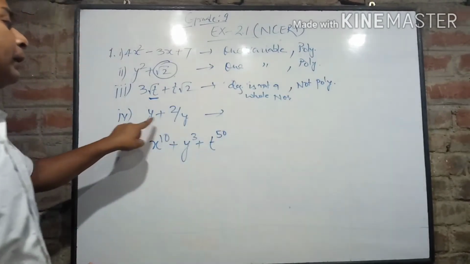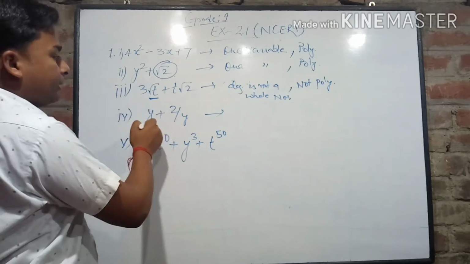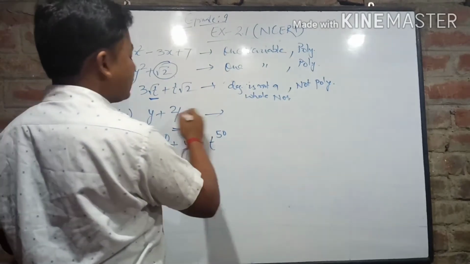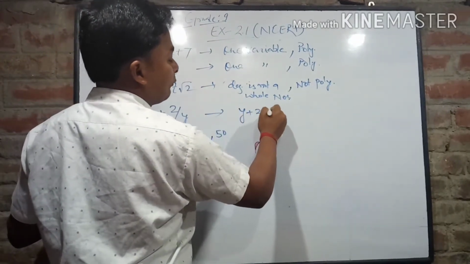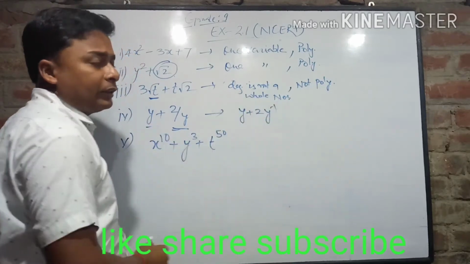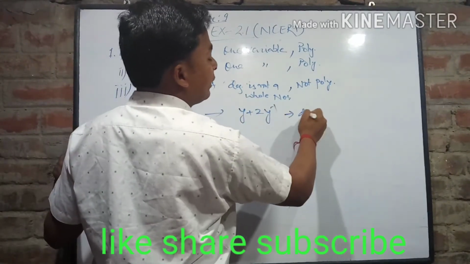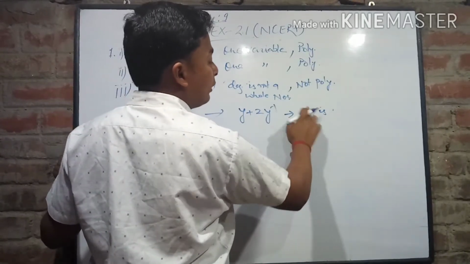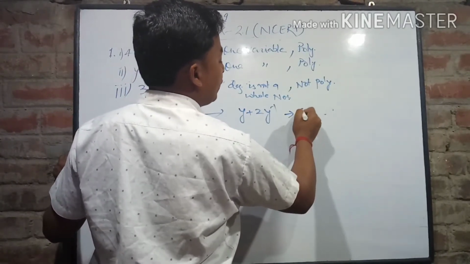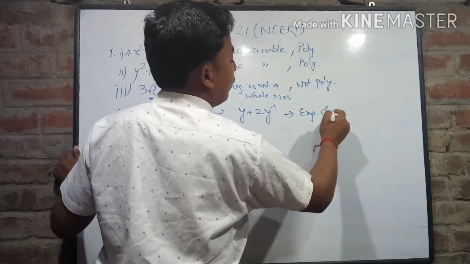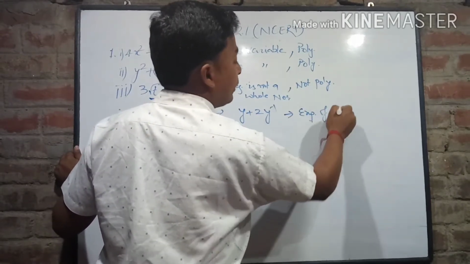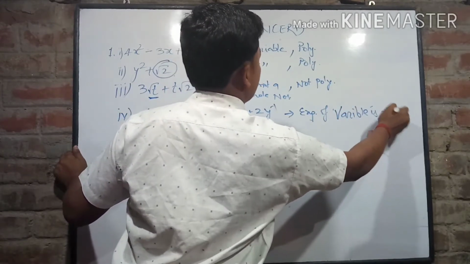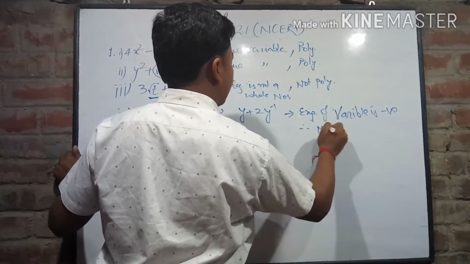This one, y plus 2 upon y. Here in this term it is alright, but here this can be written as y plus 2 raised to the power y inverse. It means y is in the negative terms, so again the degree is negative. The exponent value of the variable is negative, so it is not a polynomial.